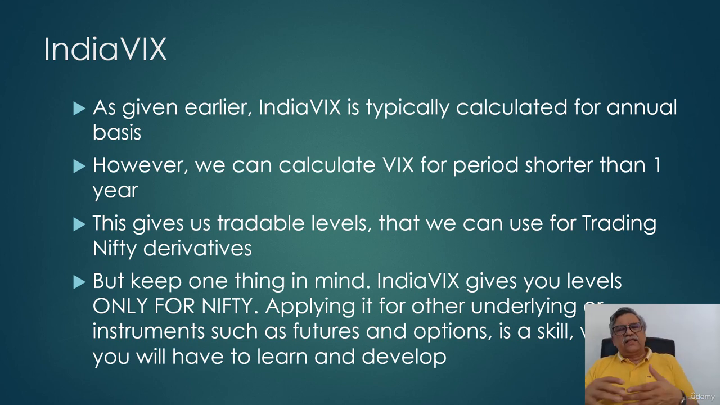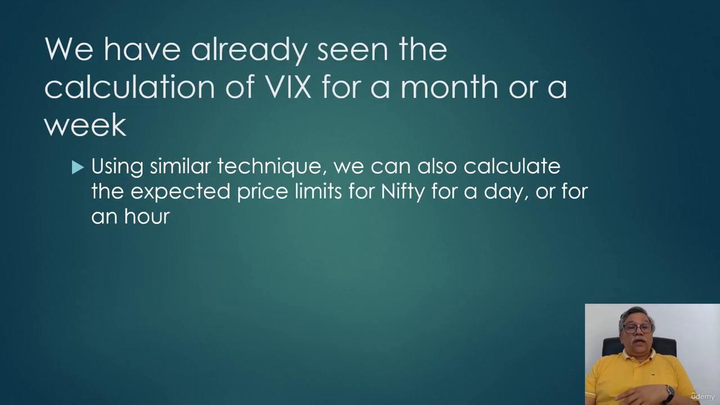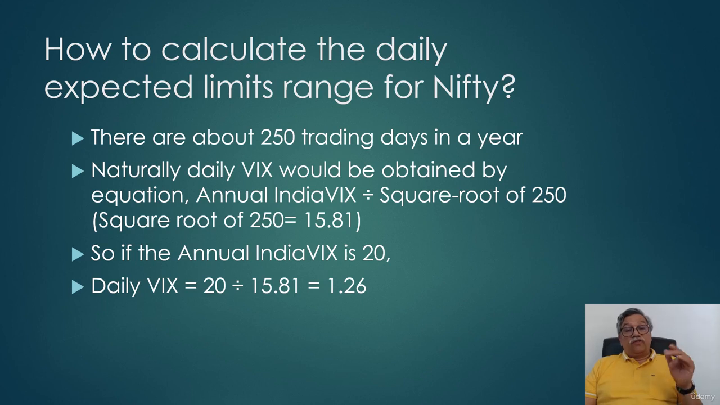At the same time, as this course is about Nifty and Bank Nifty, and Bank Nifty doesn't have IndiaVIX, I'm going to stick to Nifty in this study. Anyway, we have already seen how to calculate for a month and for a week. Now, let us come to the daily limits. There are 250 trading days in a year.